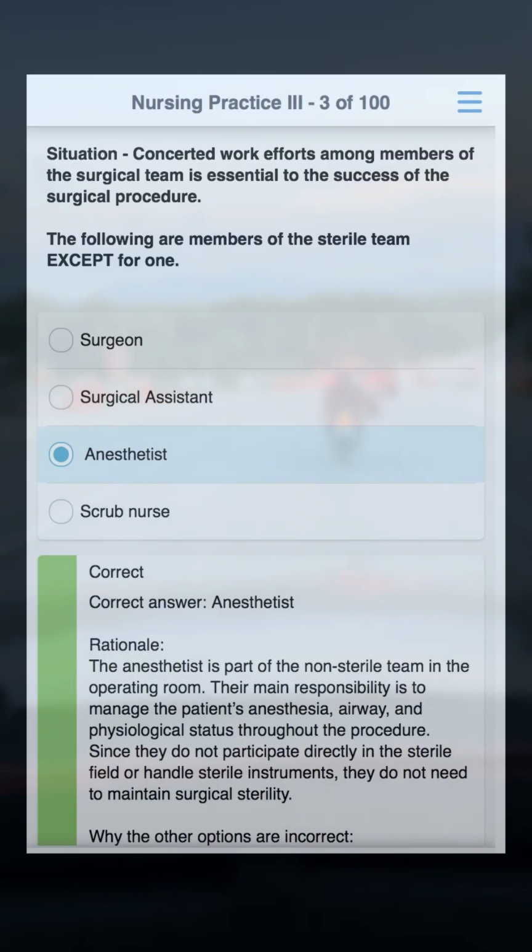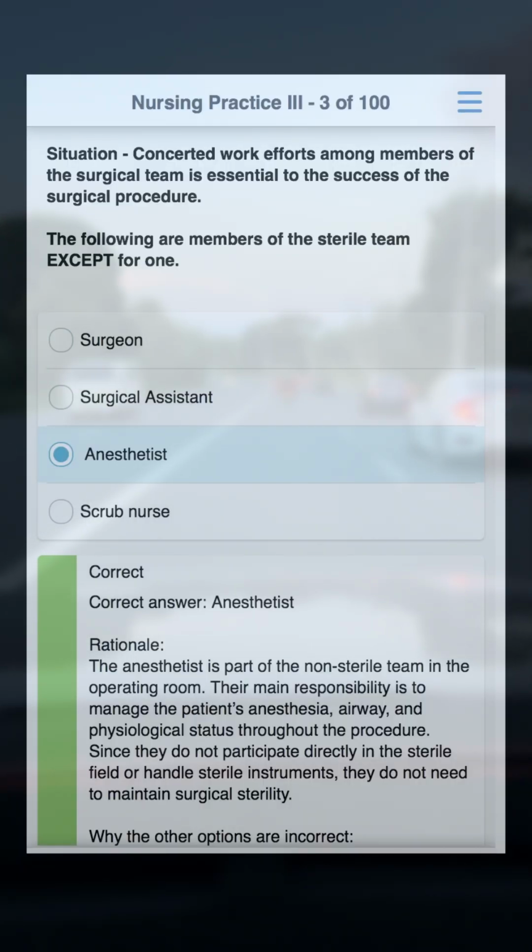In this question, the members of the sterile team are the surgeon, the surgical assistant, and the scrub nurse. The anesthetist or anesthesia provider is considered part of the non-sterile team because the anesthesia provider works outside the sterile field. Now, let us analyze each choice carefully. First, the surgeon. The surgeon is a member of the sterile team. The surgeon performs the surgical procedure and directly works within the sterile field. The surgeon wears a sterile gown and sterile gloves after completing the appropriate surgical preparation. Therefore, the surgeon is not the answer.